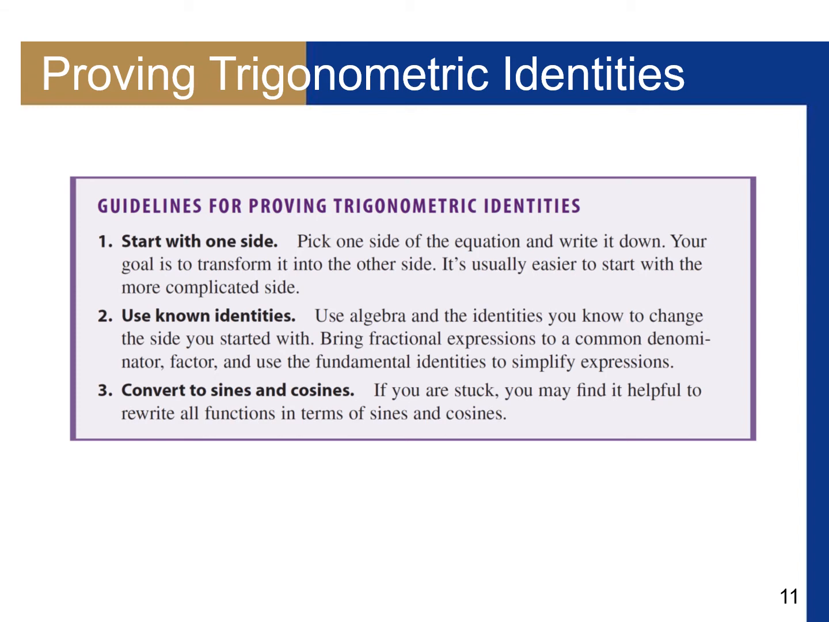So we start with one side, we use the known identities, and usually if you get stuck, you can convert to sines and cosines, as I mentioned before, and a lot of times that makes it a little bit easier.